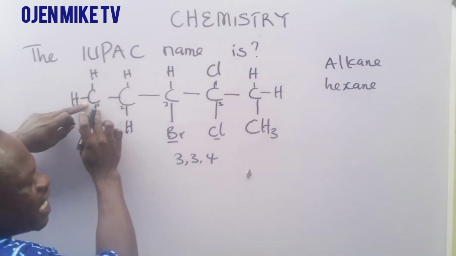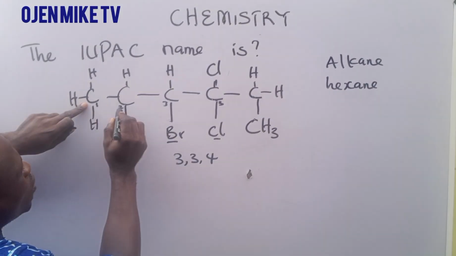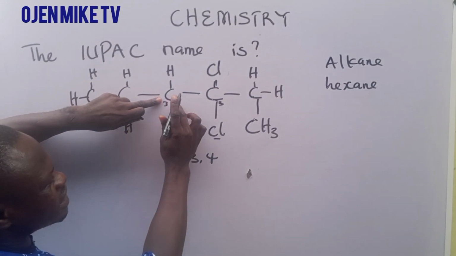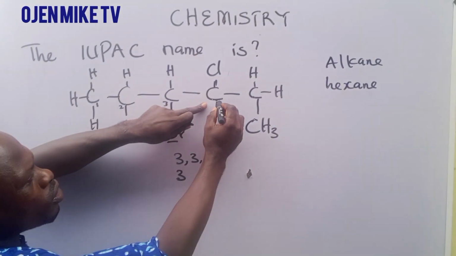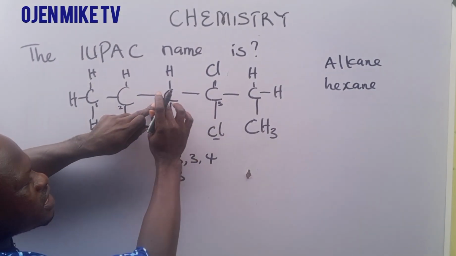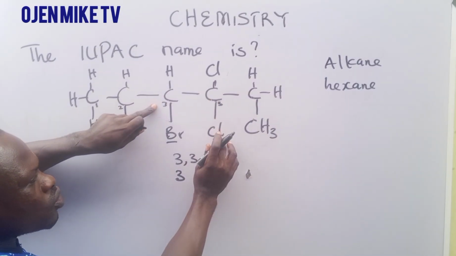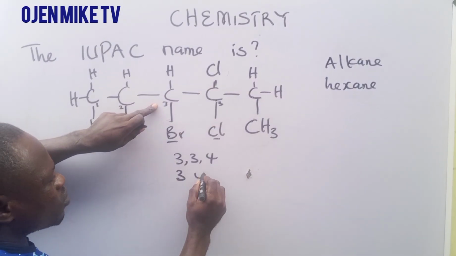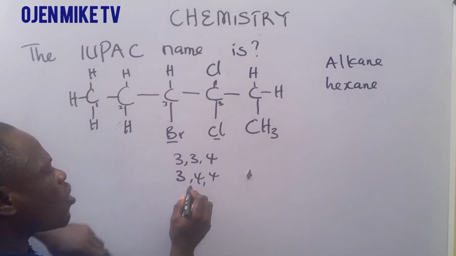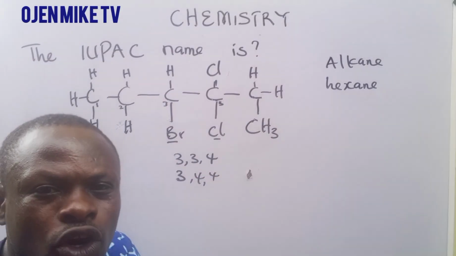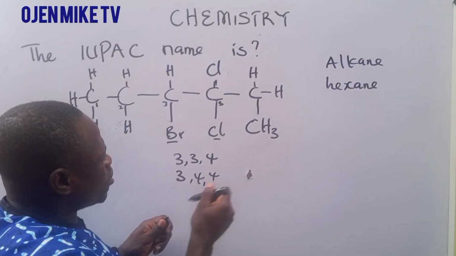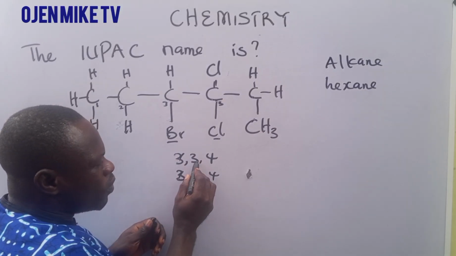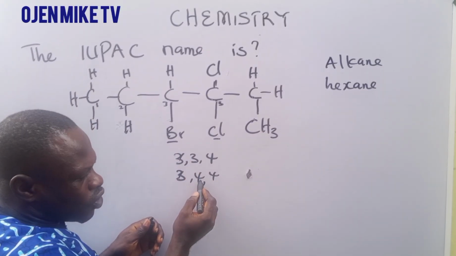Now, if you start from the other side and count 1, 2, 3, bromine is attached to carbon number 3. Here now, the chlorines become 4, 4. So we have 3 for bromine and 4, 4 for chlorine. Which of these is the lowest? If you look, the first positions cancel, so the lowest will be 3, because here we have one.